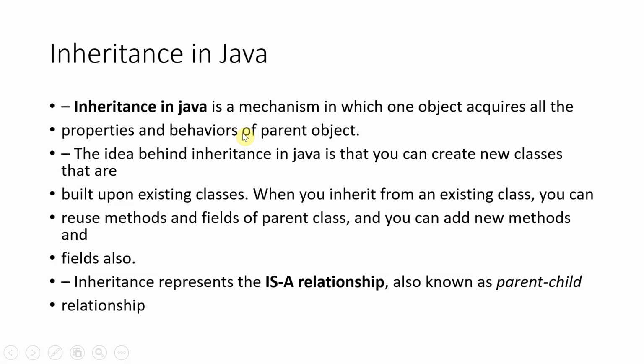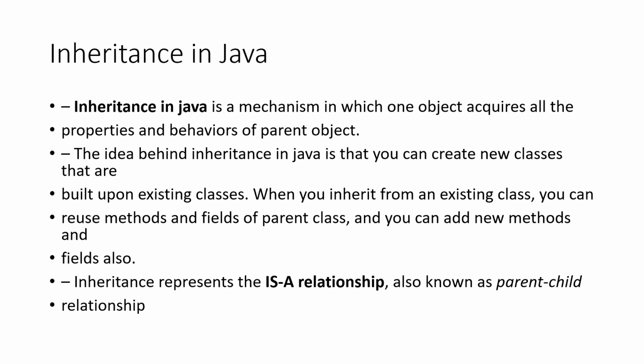So now, continuing with this core Java tutorial, let's look at inheritance in Java. What is the concept of inheritance? Inheritance is a mechanism where one object acquires all the properties and behaviors of a parent object. The idea behind inheritance is that you can create new classes that are built upon existing classes. When you inherit from an existing class, you can reuse methods and fields of the parent class.